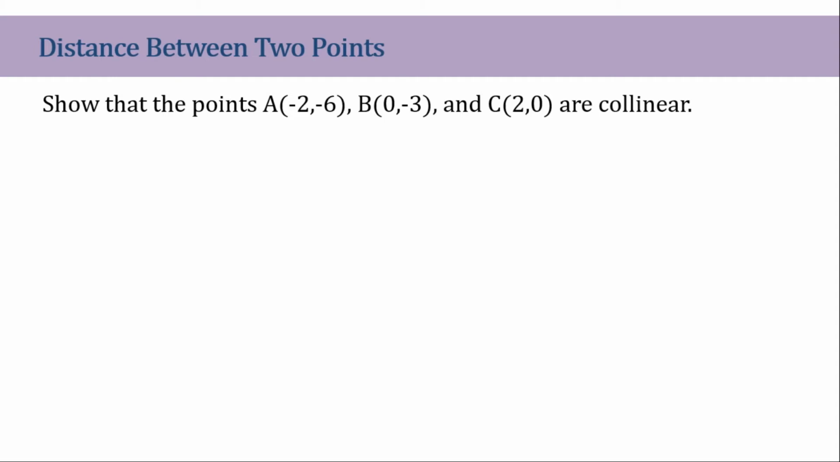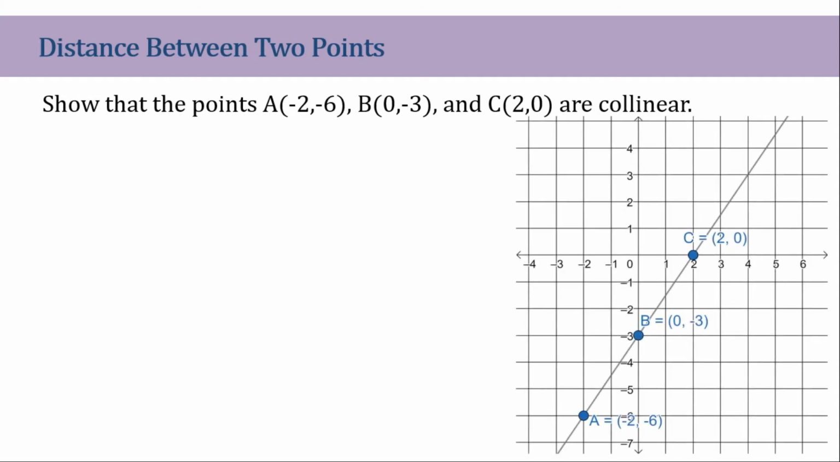Show that the points A, B, and C are collinear. Now to answer this point, we need to have some illustration. We need to plot this, and if we plot this, we can actually say that it is collinear because they share the same line. But what if we don't have this illustration? What are we going to do?